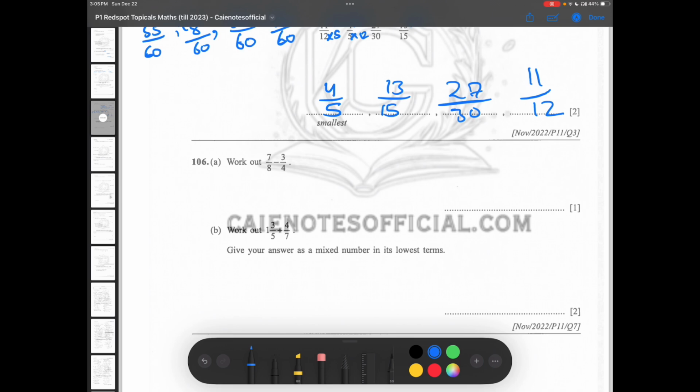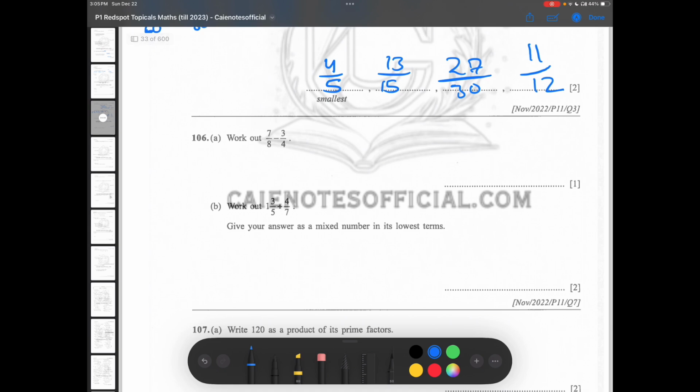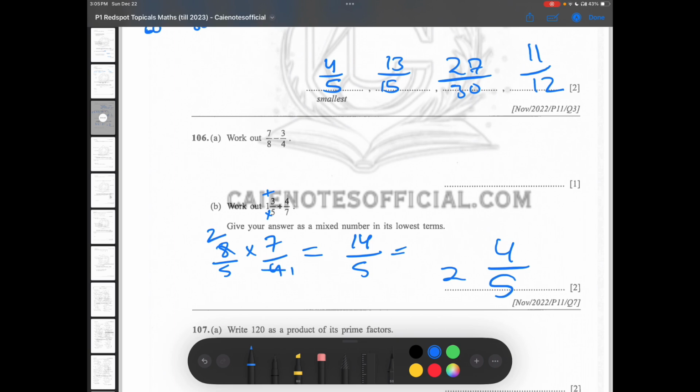And this is a pretty simple question, a subtraction one. Yeah, let's do this one. Work out 1 3 upon 5 divided by 4 upon 7. So first you need to convert this mixed number into an improper one. What you do is you multiply 5 with 1 and plus 3. This becomes 8 upon 5 multiplied by 7 upon 4. This is equal to, if I cancel this 4 and 8, 2 into 7 is 14 upon 5. This is in its lowest terms, and we have to give the answer as a mixed number. This is 2 whole 4 upon 5.